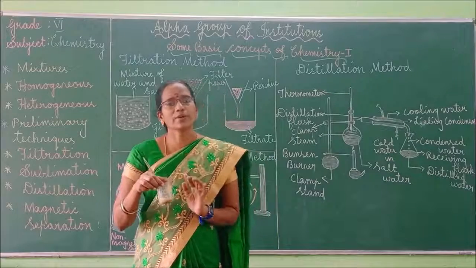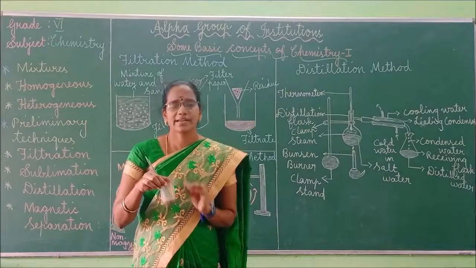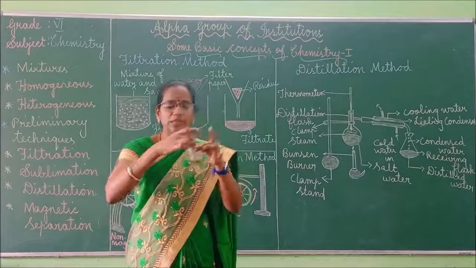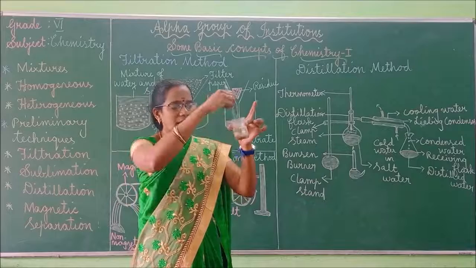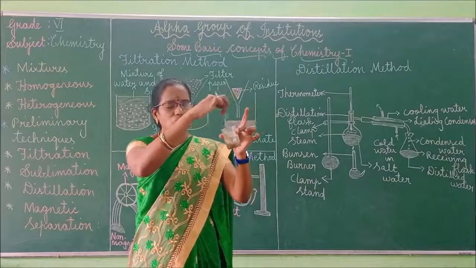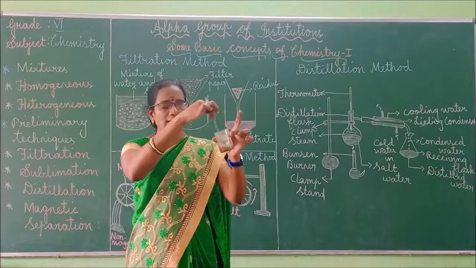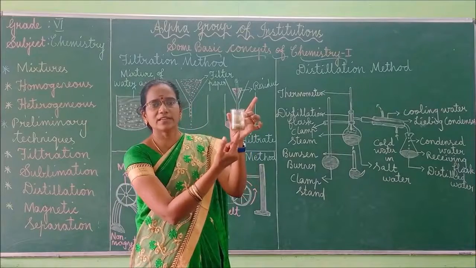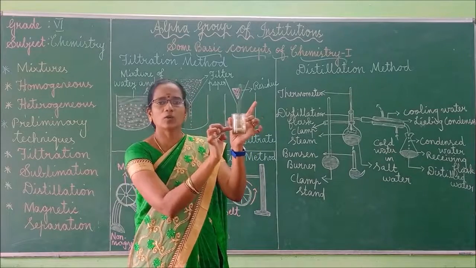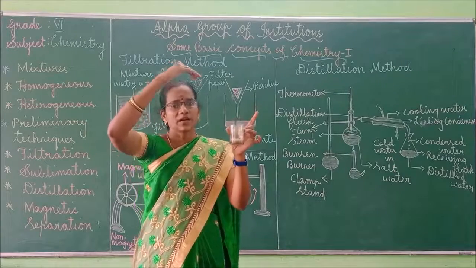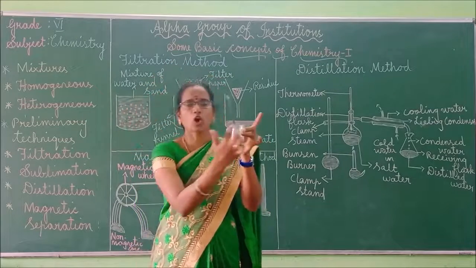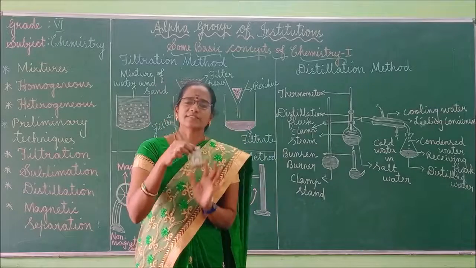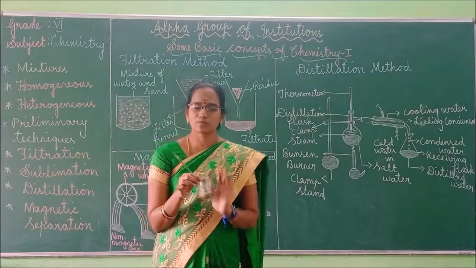So what is meant by heterogeneous mixture? In a heterogeneous mixture, the components are not mixed uniformly. Water as well as sand, even though if you mix it well for a very long time, it will not get mixed. The sand particles settle at the bottom and the water comes at the top of the beaker. So this is an example of heterogeneous mixture.